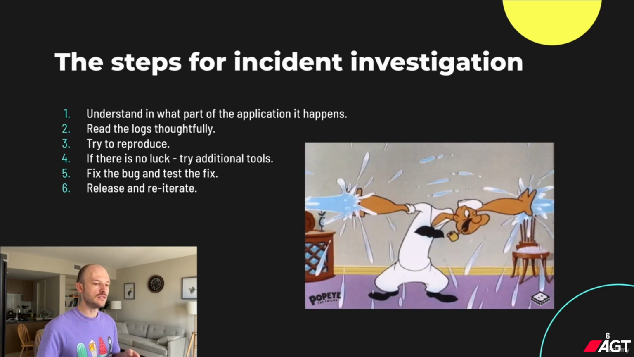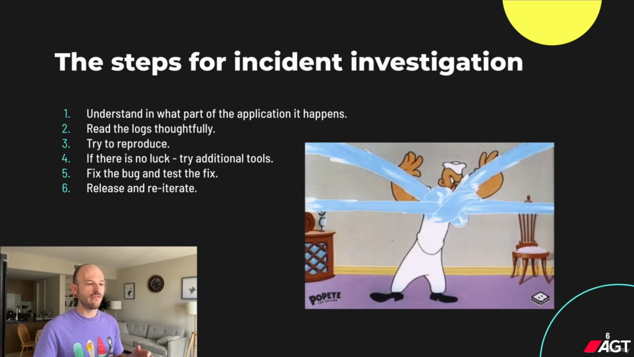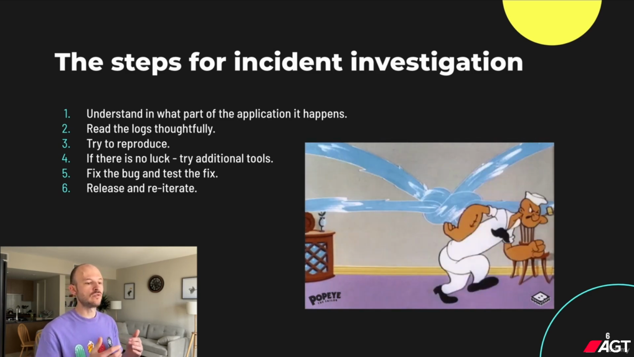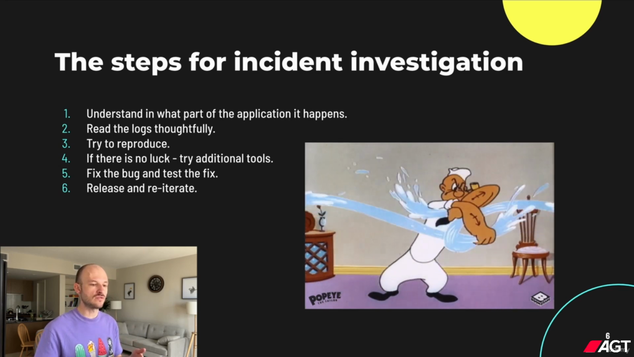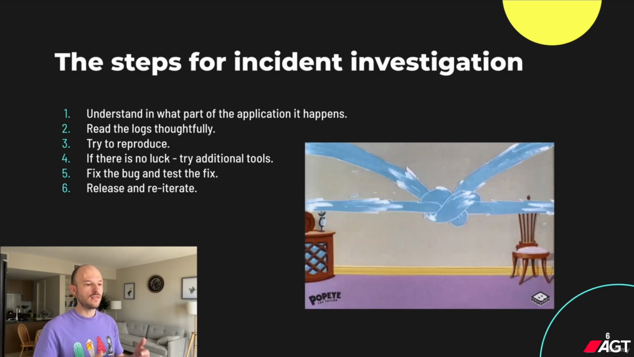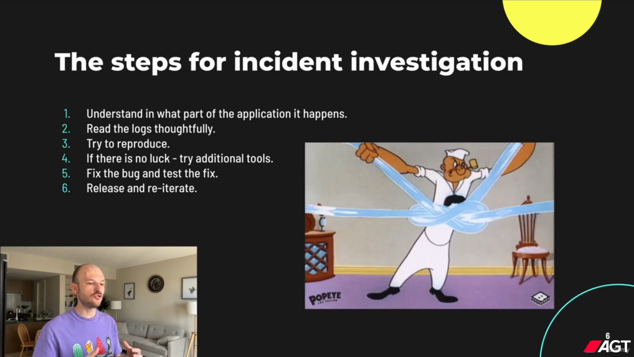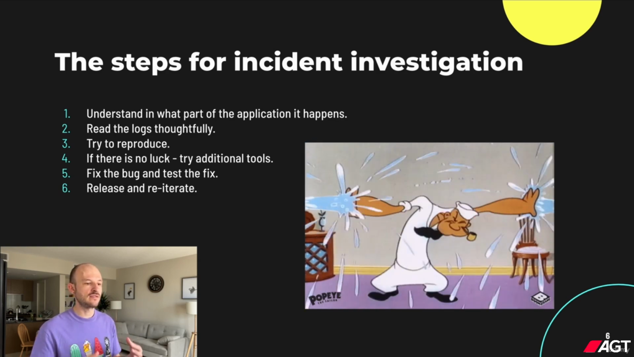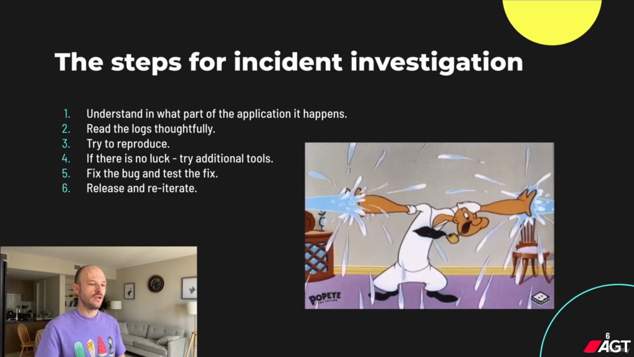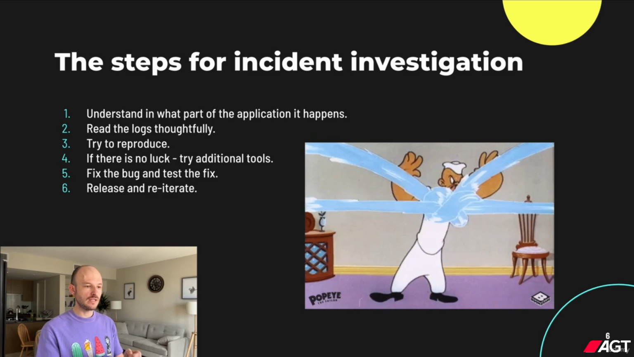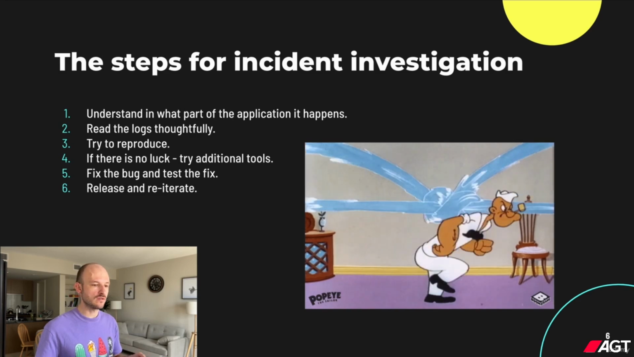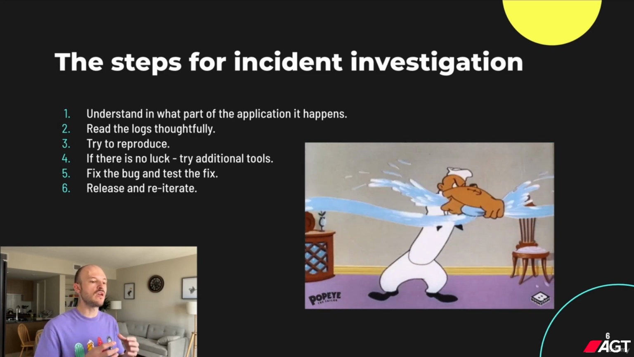If there is no luck, try additional tools. Use everything: breadcrumbs, information about the user's device or free memory. Try to look into analytics and find something useful there too. Then it's time to fix the bug and test the fix. Think about what parts of the app may potentially be affected by the fix and notify your QA about it. Release and reiterate. Release and keep watching the bug. Is it gone? If yes, perfect. If not, consider adding more logs in order to be able to narrow the problem in the future.